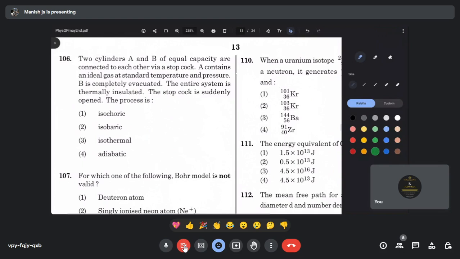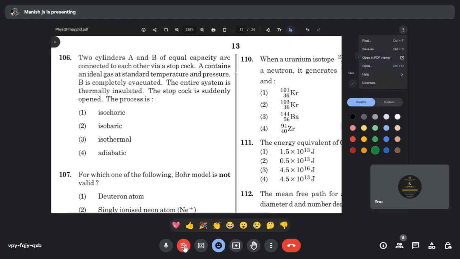Next, question number 106. You can read the question. We have two cylinders A and B of equal capacity. They are connected to each other via a stopcock. A is containing an ideal gas at standard temperature and pressure and B is completely evacuated. The entire system is thermally insulated. Then the stopcock is suddenly opened. What is the process?